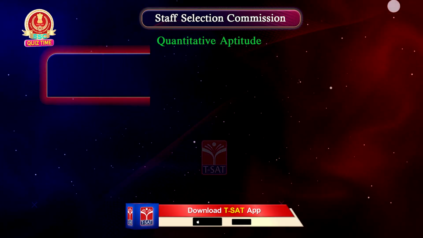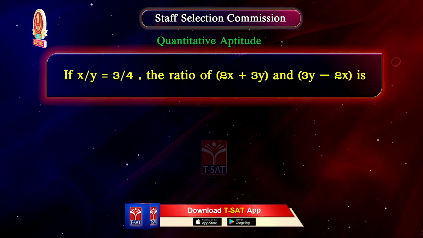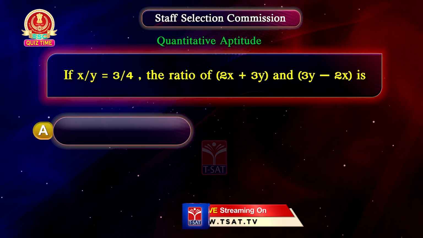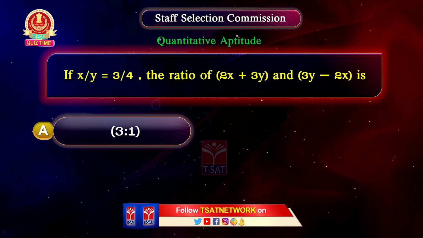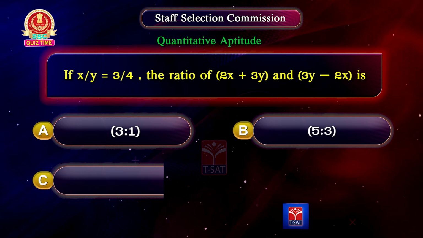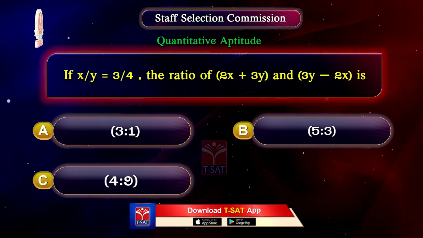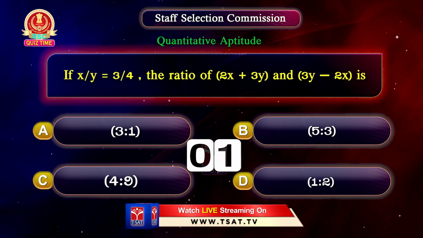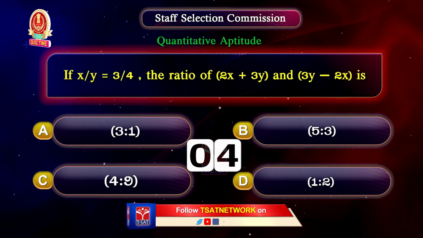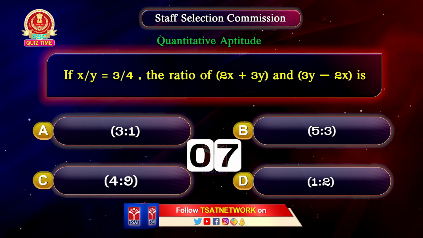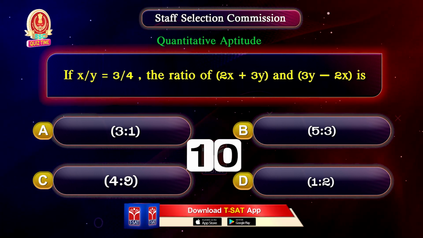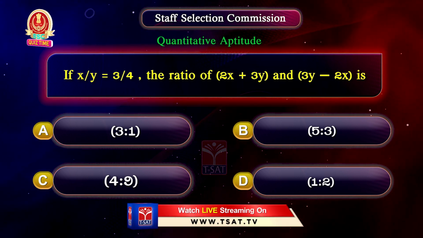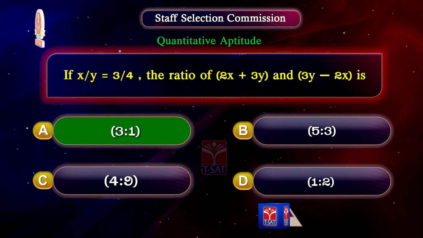Next question. If x by y is equal to 3 by 4, the ratio of 2x plus 3y and 3y minus 2x is: option A, 3 is to 1; option B, 5 is to 3; option C, 4 is to 9; option D, 1 is to 2. Your time starts now. The correct answer is option A, 3 is to 1.